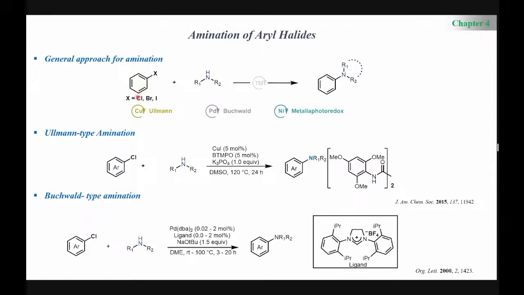The feature of these three reactions is that different transition metals are used. Like in an Ullmann-type reaction, copper is used, and in Buchwald-Hartwig amination, palladium is used, and so on. And although aryl chlorides, bromides and iodides are suitable substrates in these reactions, aryl fluorides are exceptional because of their high bond dissociation energy.